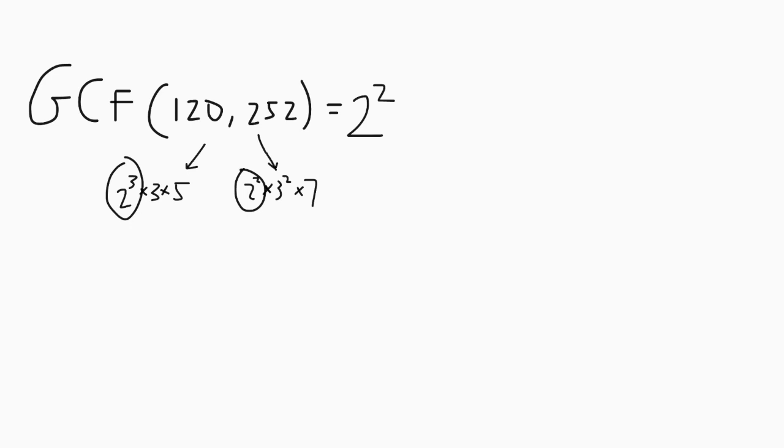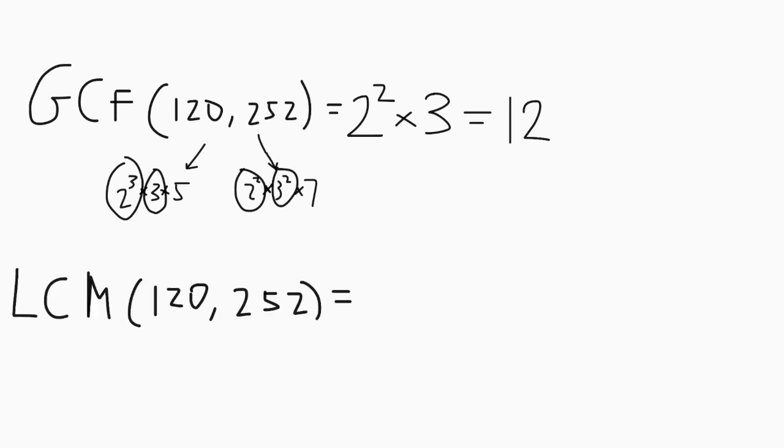Then we're going to multiply it by the next prime. So the next prime is 3, and the lower power would be from 120, which is 3 to the power of 1. And then we multiply that, and we get 2 squared times 3, which is 12. For 5 and 7, since they aren't shared between the two numbers, 120 and 252, we don't need to consider those. Another way to think about this is that 252 has 0 powers of 5, and 120 has 0 powers of 7, meaning that in our product, we multiply by the 0th power of 5 and the 0th power of 7, both of which are just 1. So it doesn't change our product.